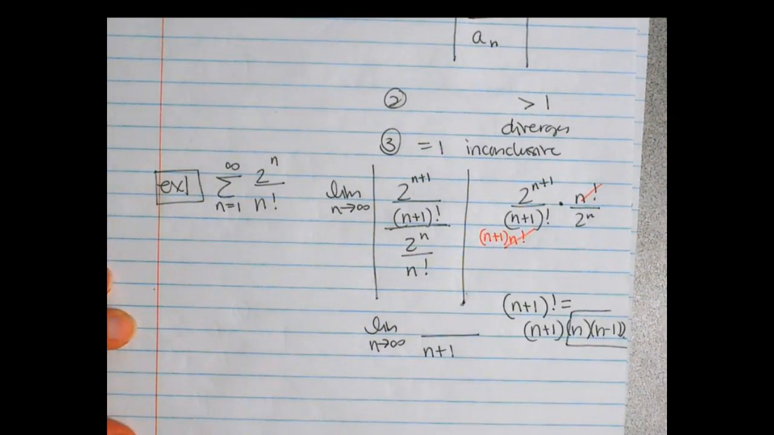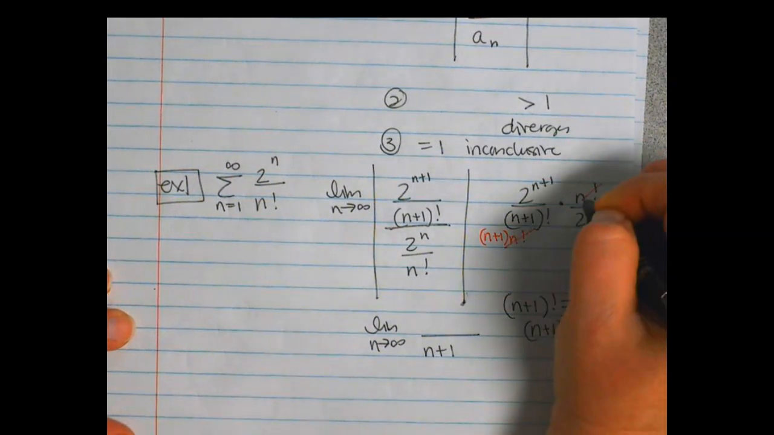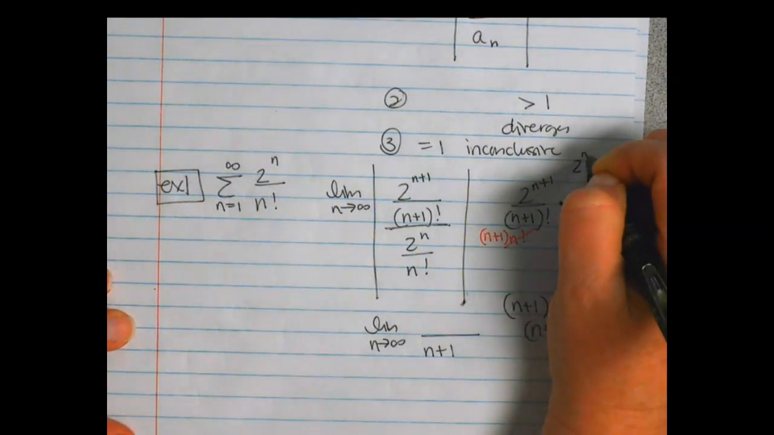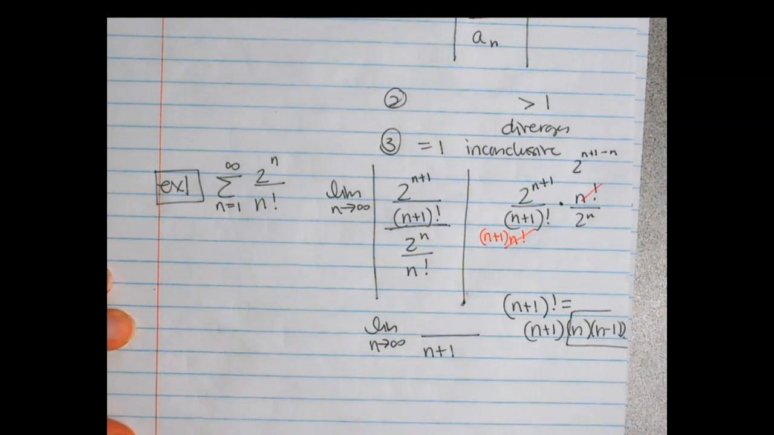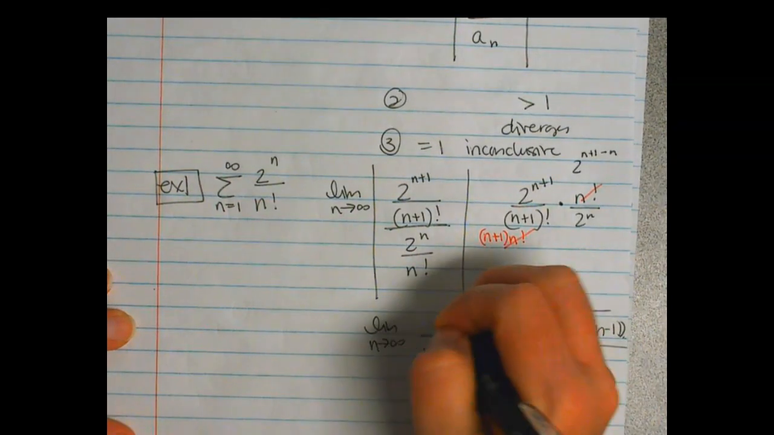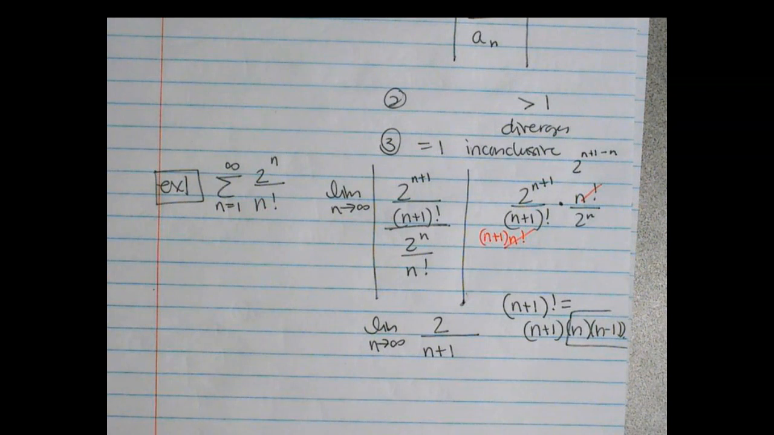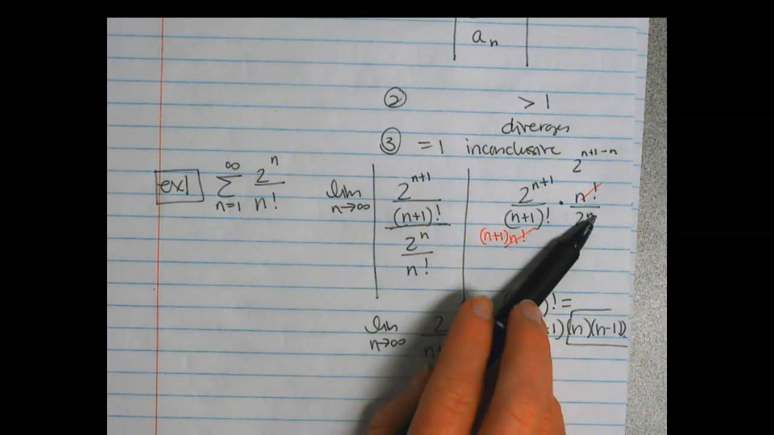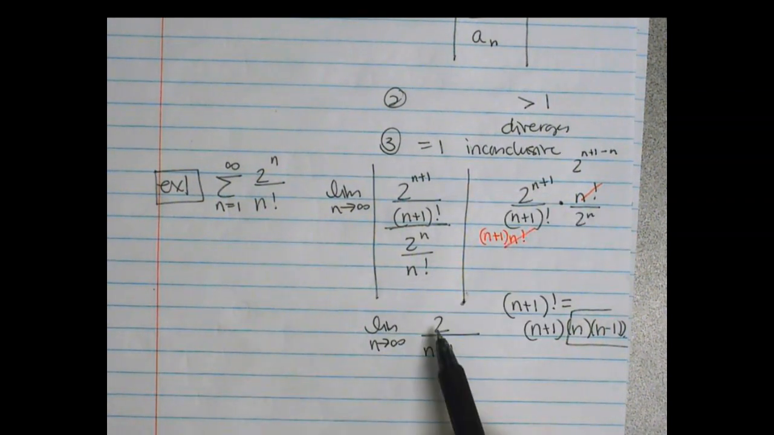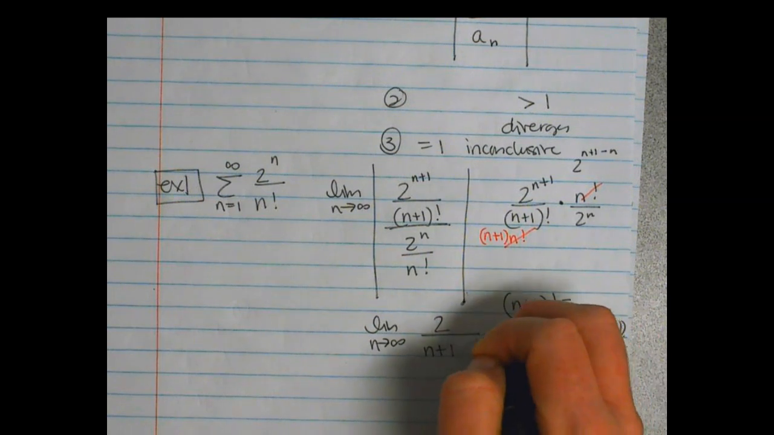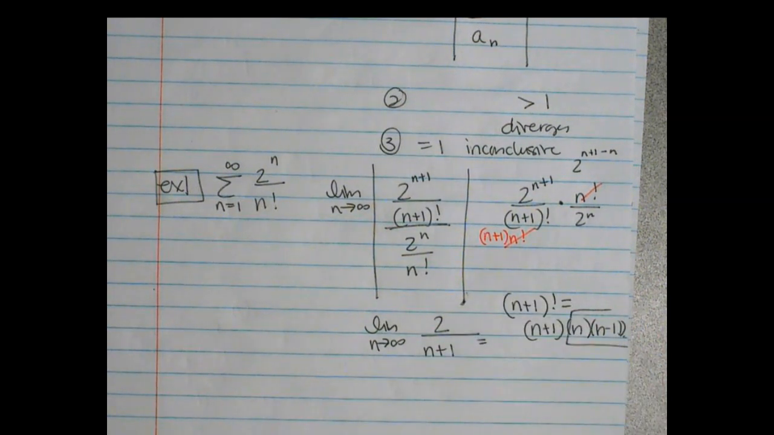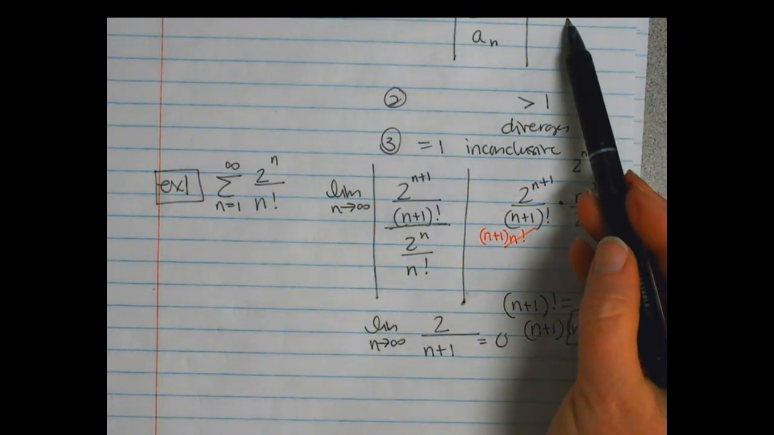2, you see the same base? So if I keep the base 2 and I say n plus 1 minus the 1 on the bottom, what do I have? 2 to the 1 power. Keep the base, subtract the exponents. Now I have 2 over n plus 1. What does that limit do? It goes to, n gets to infinity, so the bottom grows bigger, so this goes to 0? 0. This one converges. 0 is less than 1.